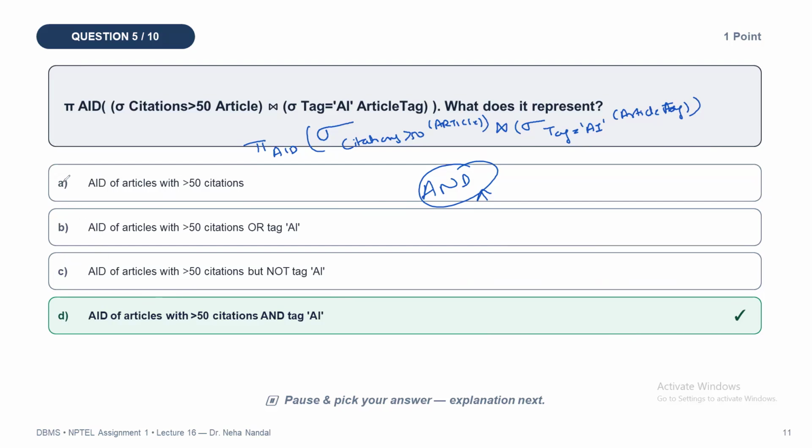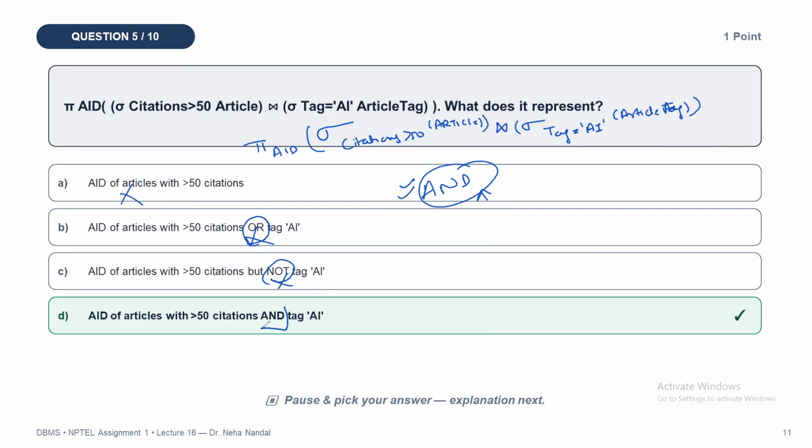So that only matches one of the options. AID of articles with more than 50 citations, okay, but it is not talking about the tag AI, so it cannot be your answer. We have already checked the other one because it is talking about both. If it were either this or that, then it would be OR. But it is not that, and it is not a NOT operation also. So all three are ruled out.